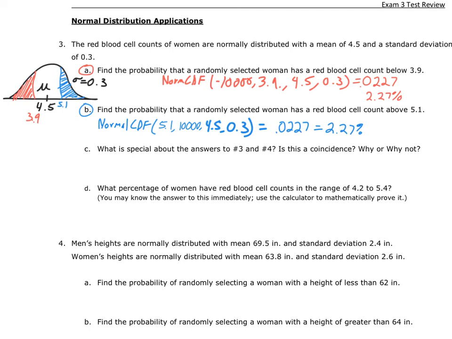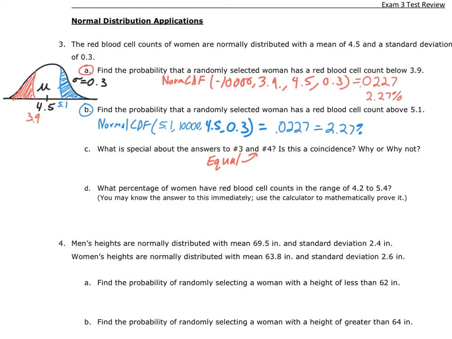All right. So the next question is, what is special with answers 3 and 4? They're equal. That's really important. Notice they are the same. I'll just put equal answers. Is this a coincidence? It's not a coincidence, because they're the same value above and below the mean in terms of standard deviation.